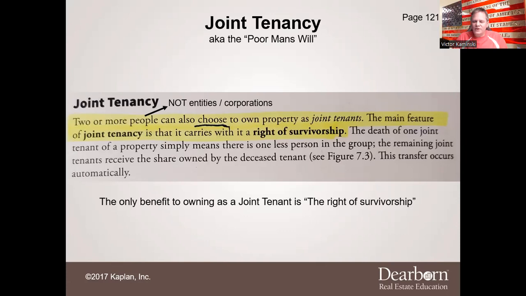So what's the only benefit to joint tenancy? The right of survivorship. Sorry, what is the right of survivorship? Whoever's left surviving gets to split the shares of the owner who died. That's what the right of survivorship is.